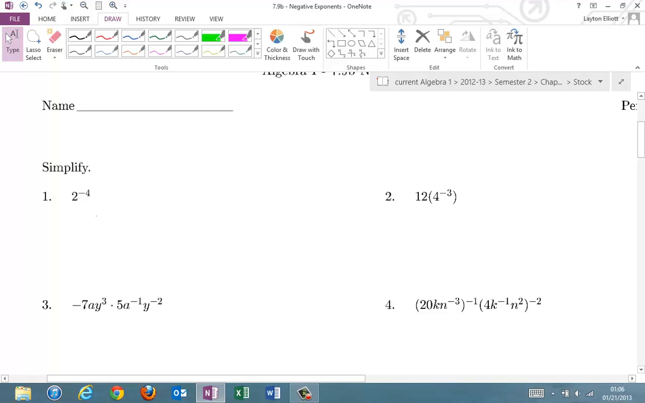Number 1, 2 to the negative 4 is the same as 1 over 2 to the 4th. And that's the same as 1/16.